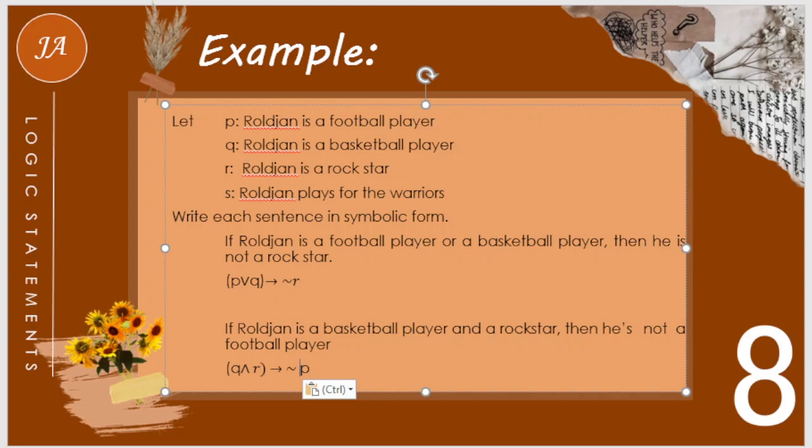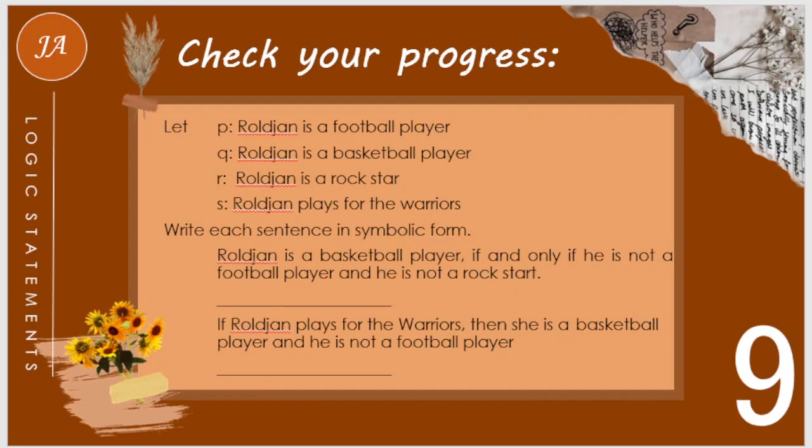Alright, so we also have here check your progress. Okay, you will check how you improve. So we let P as Roljan is a football player. Let Q Roljan is a basketball player. Let R Roljan is a rock star. Let S Roljan plays for the Warriors. So you will write each sentence in symbolic form.